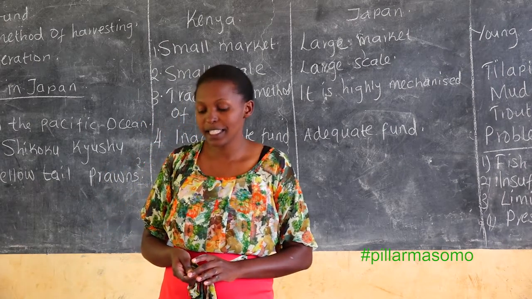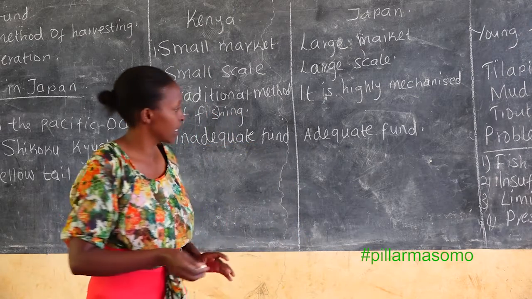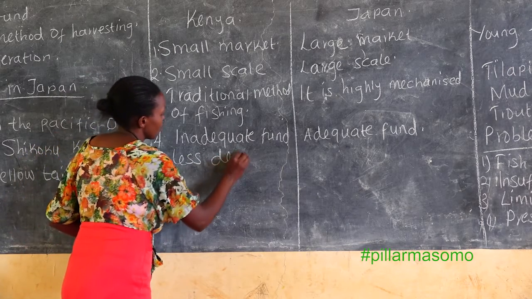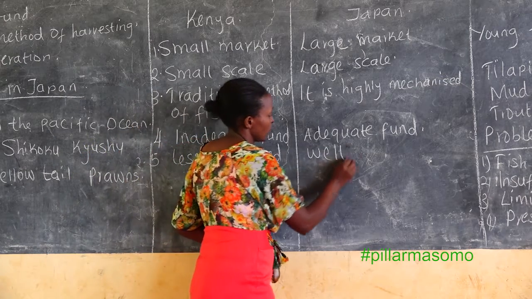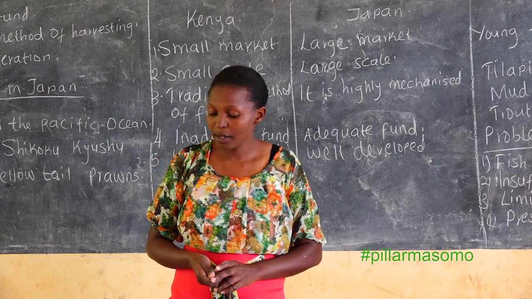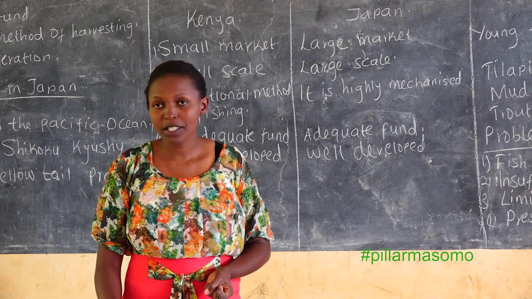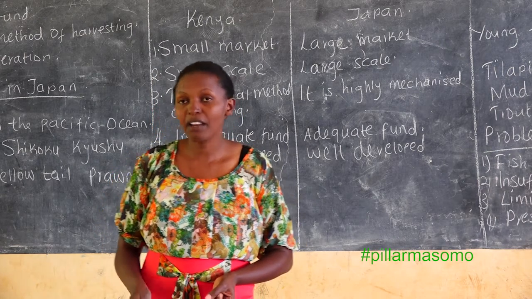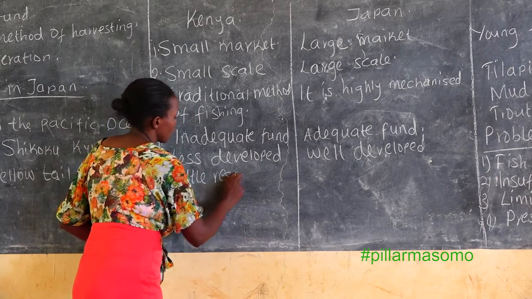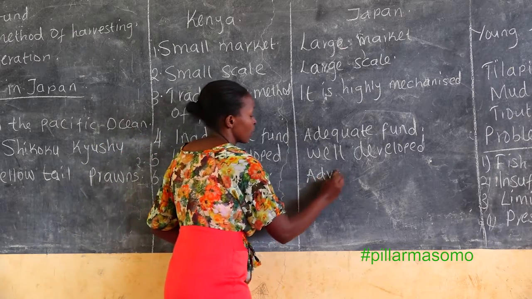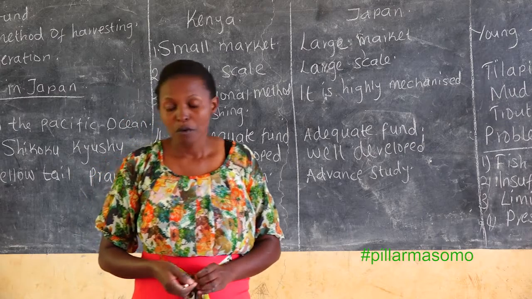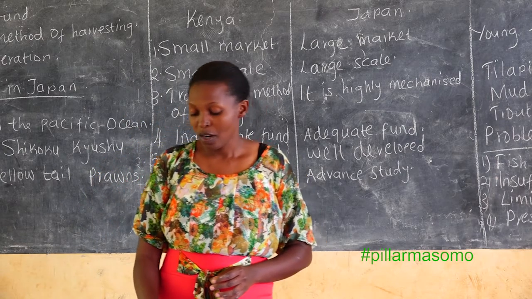Then the other one, the industry is less developed in Kenya. This one is a well developed fishing industry. There is little research on fisheries in Kenya, while in Japan there is advanced study of fisheries.